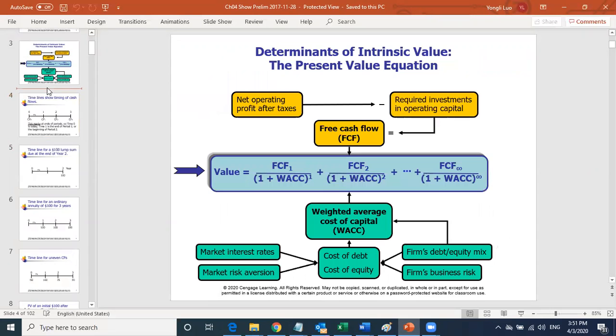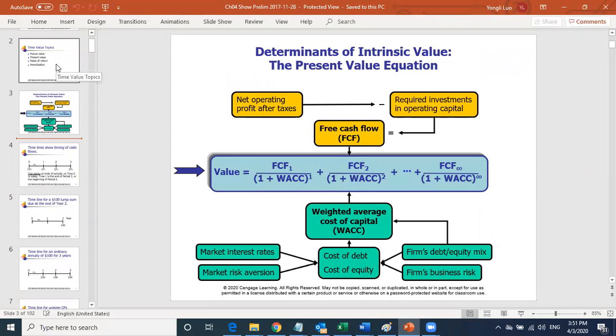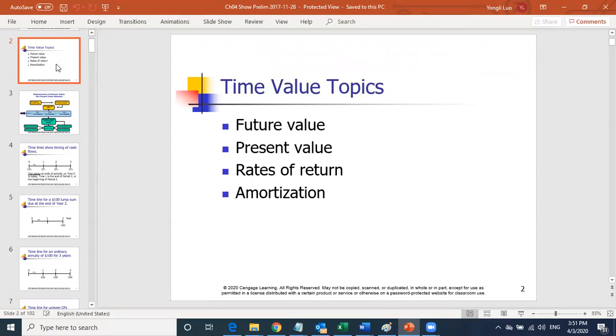Because the question is that you have present value and future value. Okay, present value, future value. Let's say the money you have today is more than the money you have tomorrow.